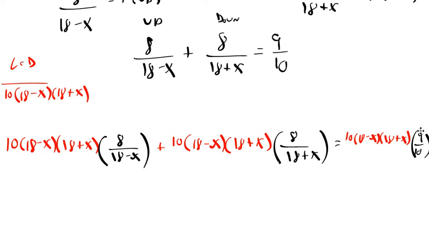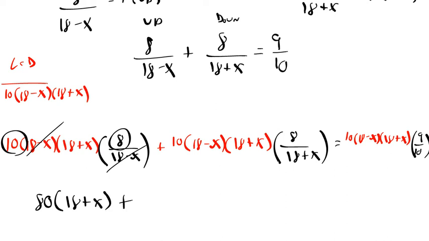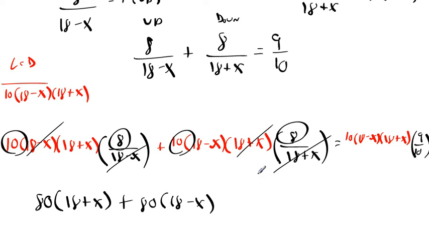Now we go ahead and cancel, and that's cool because now the denominators cancel. Let's multiply 10 and 8 first and get 80, and then we'll drop this down. Plus, multiply 10 and 8 and get 80 again, and then 18 minus x. Coming on to the right side, get rid of the 10s, and I get this guy right here. So I'm going to have 9.